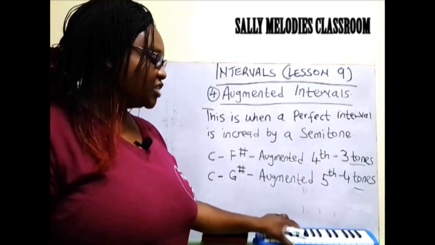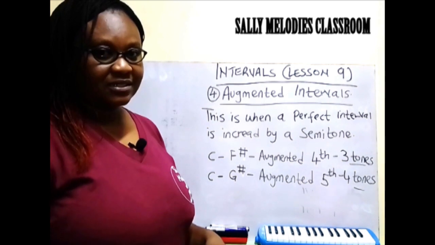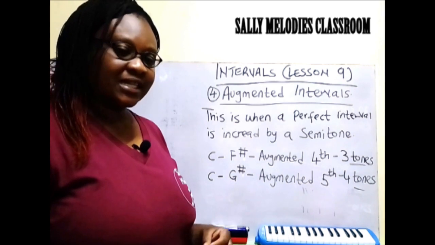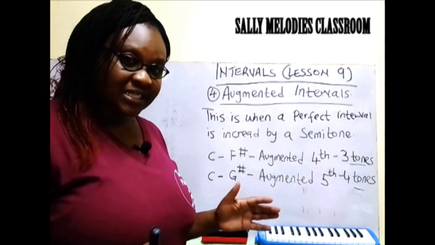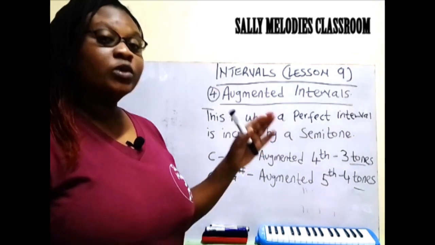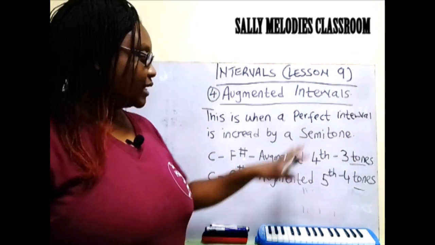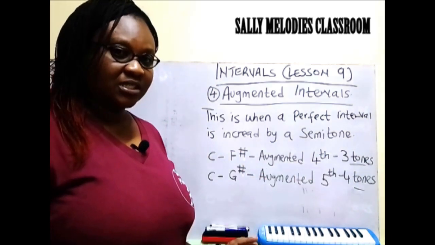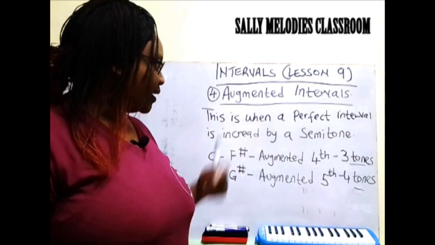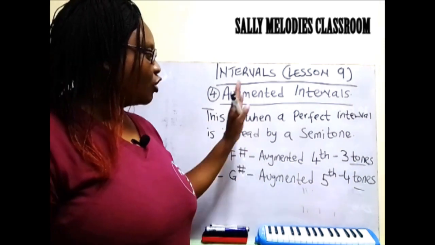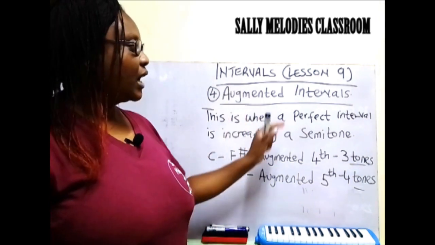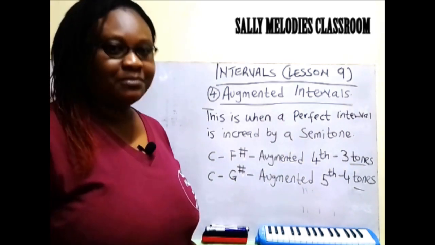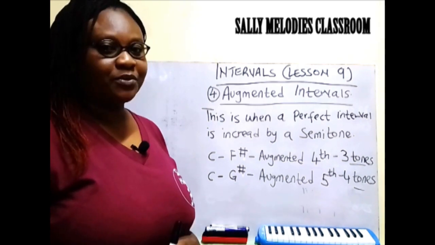So, at least we know what intervals are. The distance in pitch between 2 notes. And when you know the interval or the distance, now you can be able to know the qualities of those intervals. And you will have to know it by considering the number of tones in between. We have augmented, and remember that augmented is when a perfect interval has been increased by a semitone. It is just that simple.